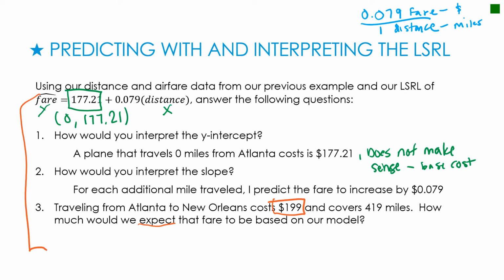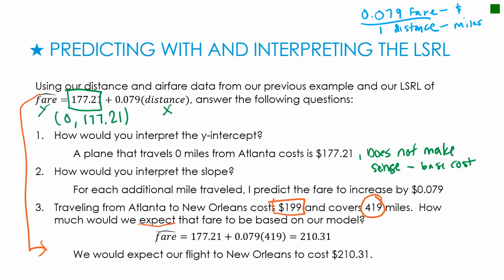And in that case, I need to take this formula and I need to replace distance with 419. So here I've replaced distance with 419. I've done the calculations in my calculator, remembering that order of operations has this operation happening first, and I get 210.31. So we would expect our flight to New Orleans to cost $210.31. In actuality, it cost $199, which means it's going to have a negative residual.